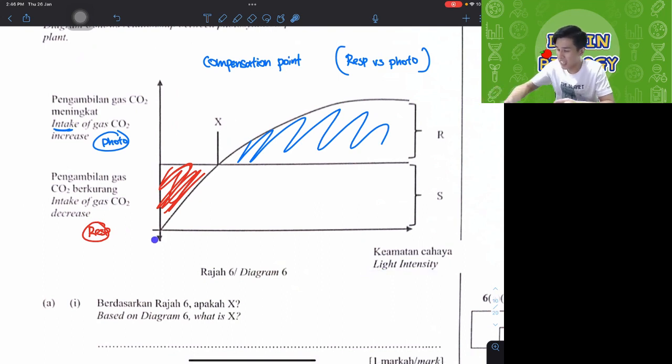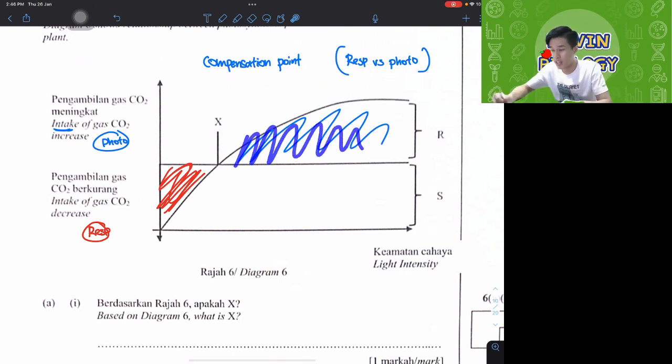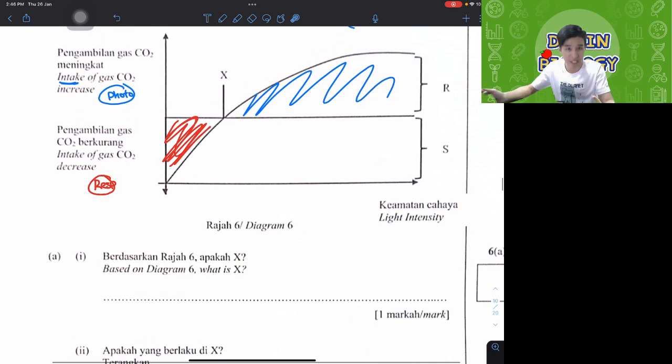Okay, and the x-axis you can see is light intensity. So when light intensity low, no sunlight, you cannot photosynthesis, so you don't absorb carbon dioxide, you carry respiration. However, when there's sunlight, you absorb more carbon dioxide because got sunlight, you carry out photosynthesis. A1, what is X? So X is whereby photosynthesis and respiration is the same. So this usually occur when the sun just about to rise, about to come out around 6 something, 7 o'clock in the morning like that.